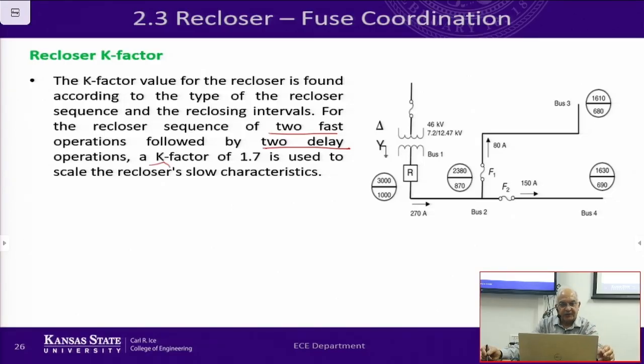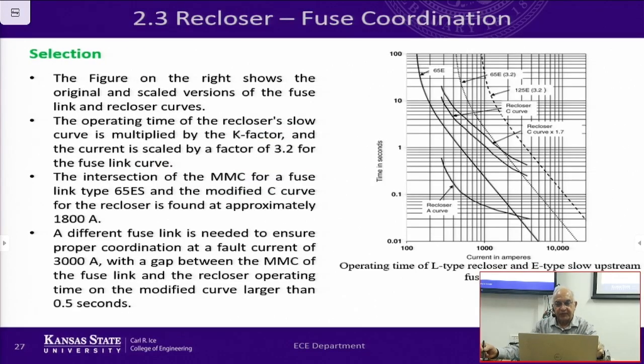So we're going to use a K factor of 1.7. And then we will plot these characteristics, the recloser characteristics and the fuse characteristic that we selected, on the same graph and then see what happens. So we plot the fuse here. So this is our recloser A curve.